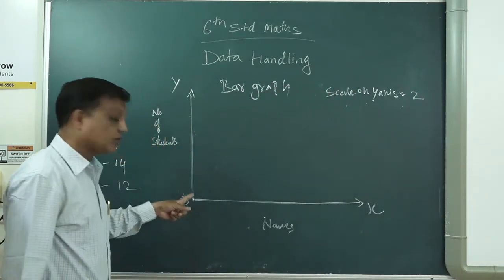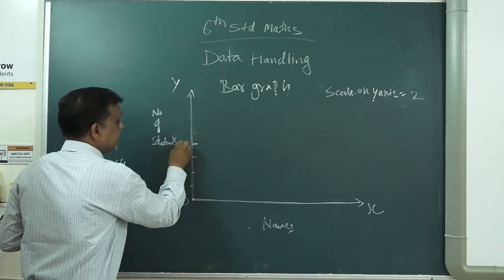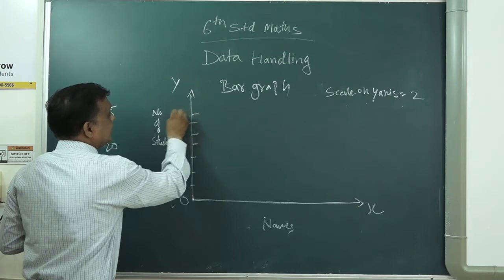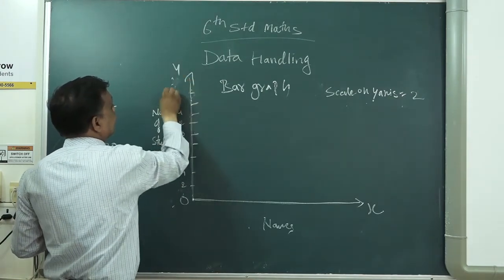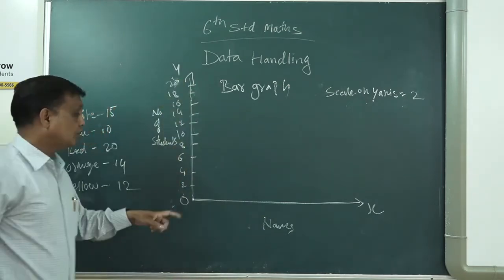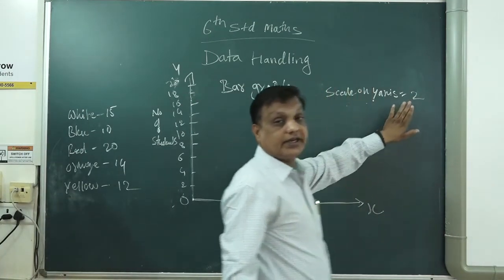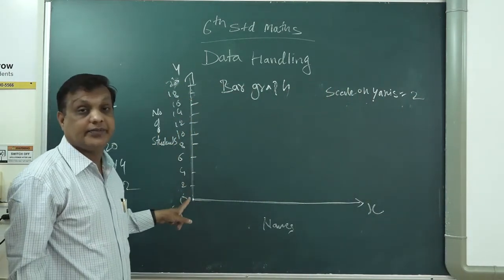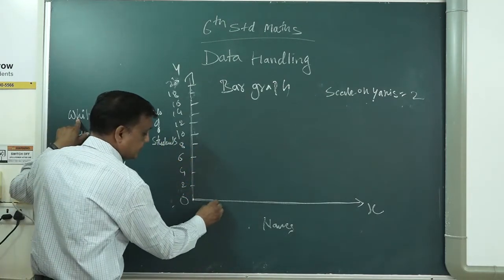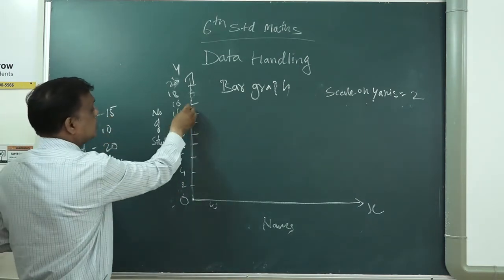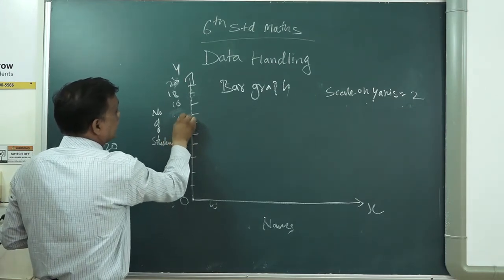So you have to write the table of 2 here: 0, 2, 4, 6, 8, 10, 12, 14, 16, 18 and 20. Here you have to remember the table. Whatever number is taken here, you write that number's table. If you do not take the table, it is going to be a mistake. Now we have to write the names. First one is white. How much is white? 15. We don't have 15, so 15 will come between 14 and 16 here.